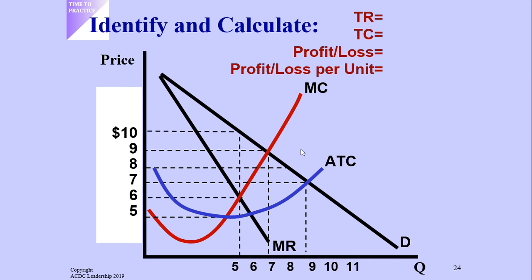Okay. All right. Let's take a look at this one. Calculate real quickly, just to yourself, and then we'll see if we got it right. Your total revenue, total cost, if there's a total profit or a loss, and then what it is per unit. Profit or loss.